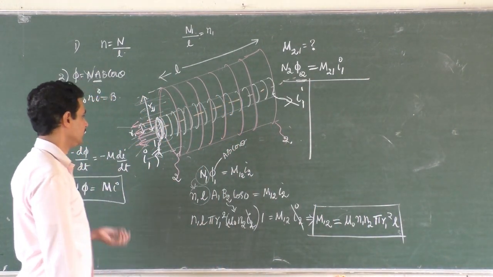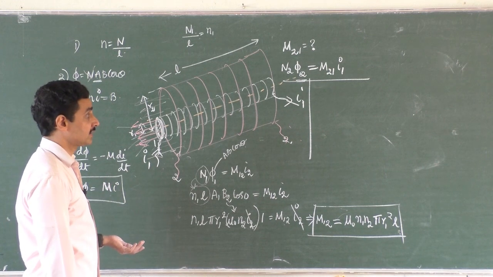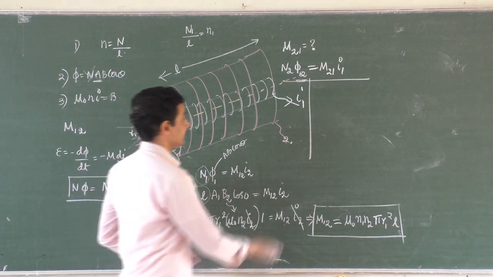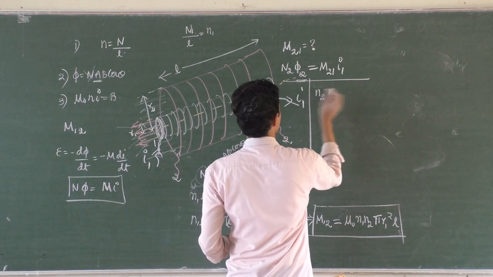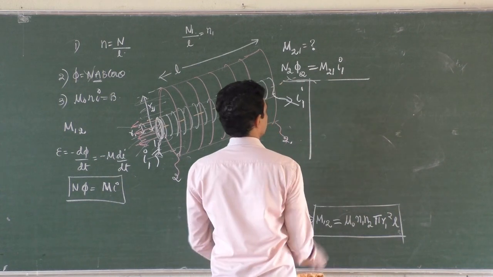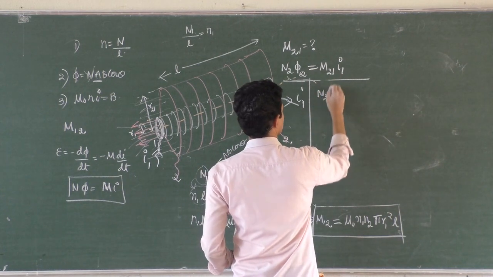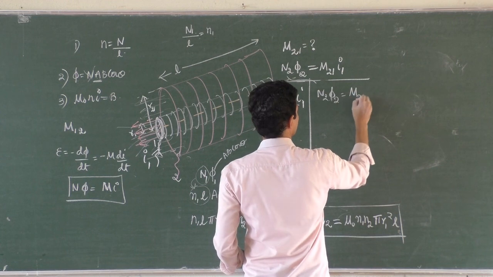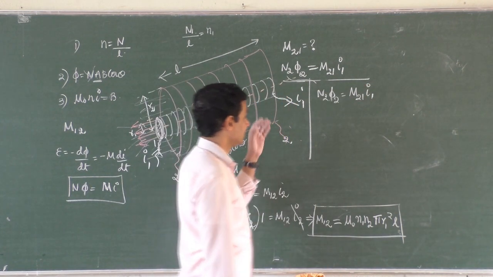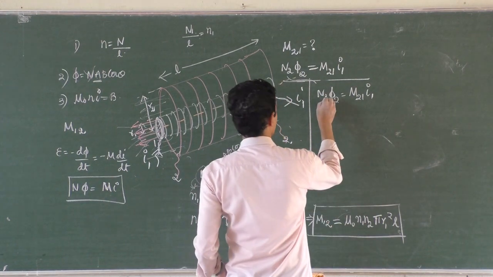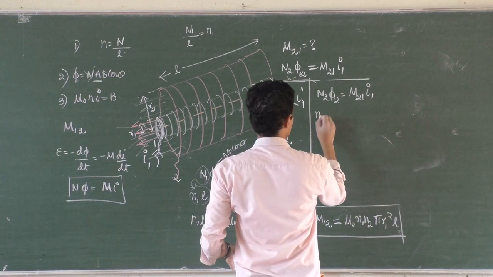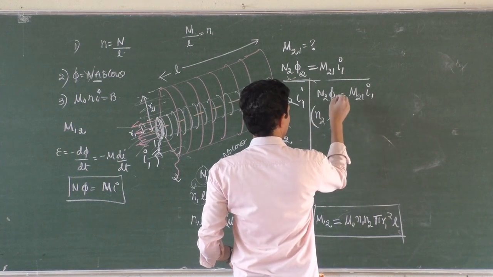N2 phi 2, N2, number of turns in the coil 2. And shall I write it as N2 L? Or I will write it once again. That is better. N2 phi 2 is equal to M21 I1. Did you get that? Number of turns in the second coil, total number of turns. You know that total number of turns is number of turns per unit length into L. N2 into L. Then phi 2.